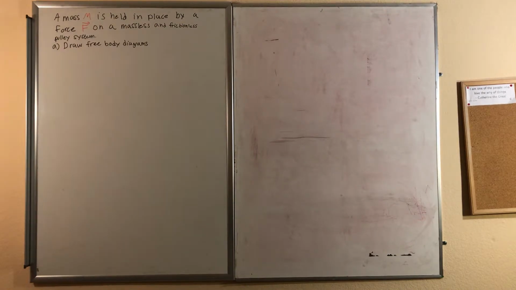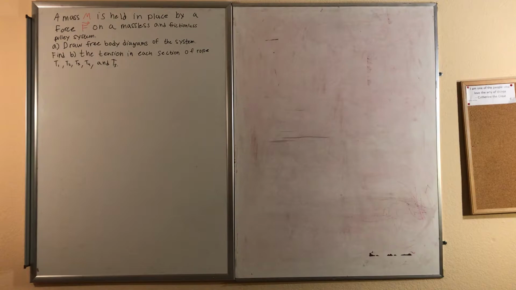A. Draw the free body diagrams of the system. B. Find the tension in each section of the rope, T sub 1, T sub 2, T sub 3, T sub 4, and T sub 5. And C. The magnitude of F. Let's draw the picture for the problem.